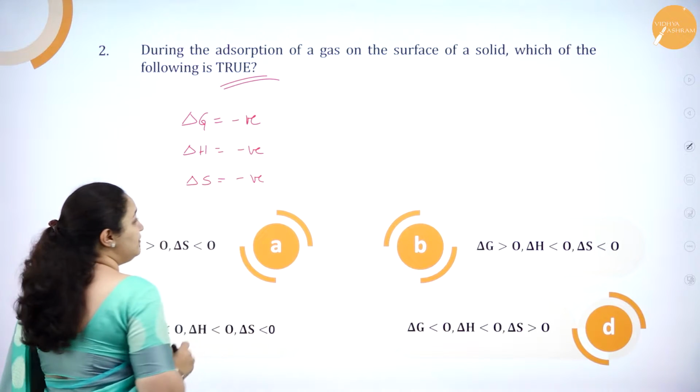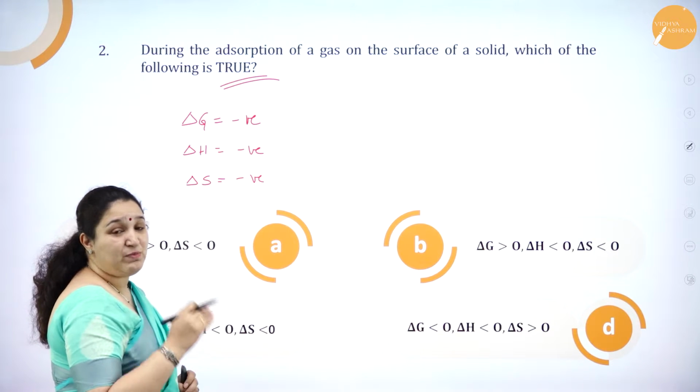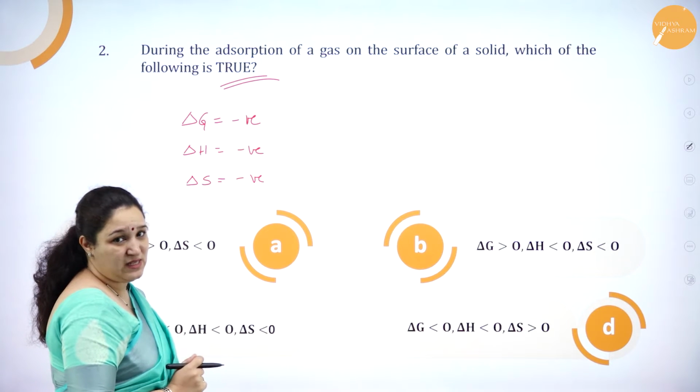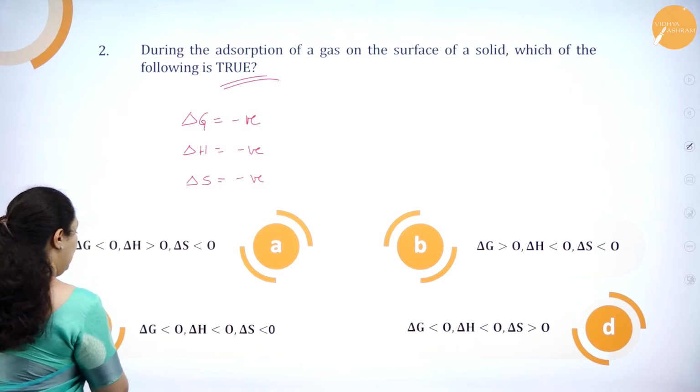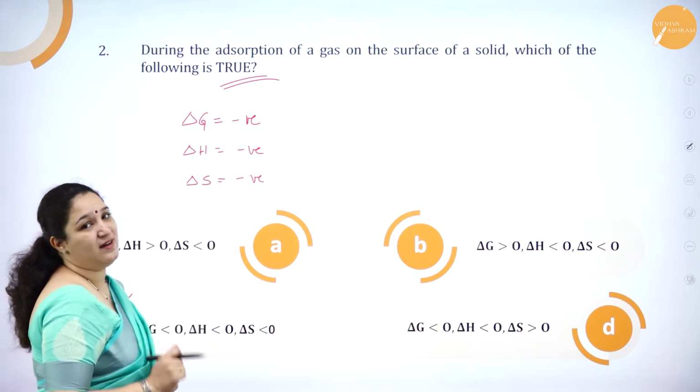So all of this should be negative. That means all of them should be less than 0. So option C is the right answer.